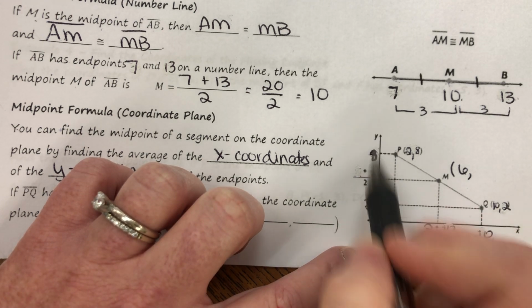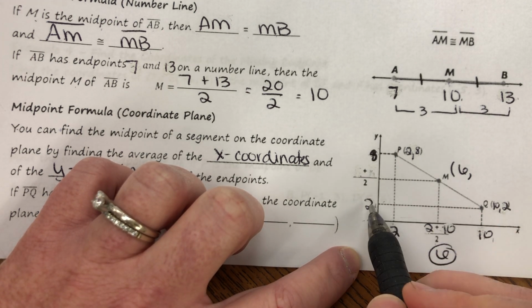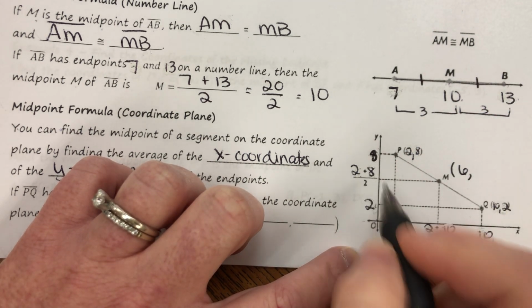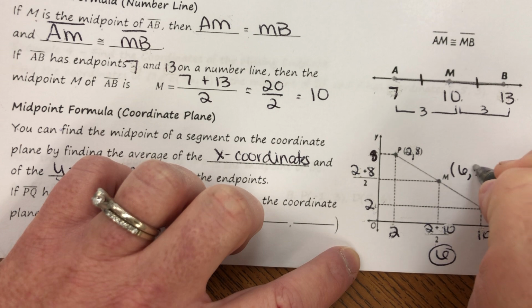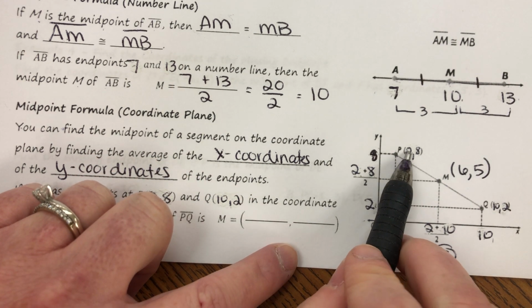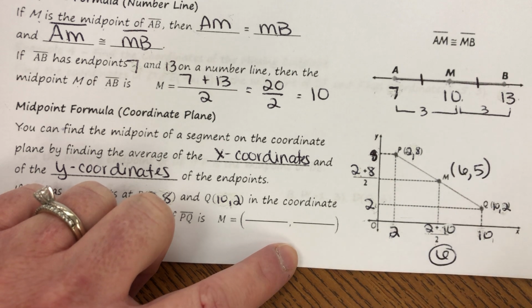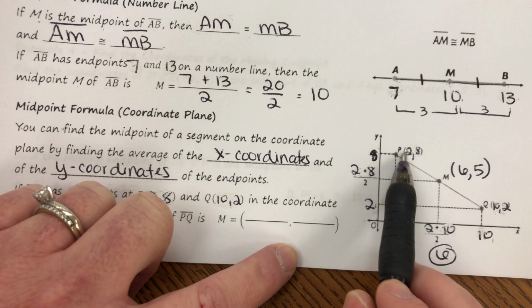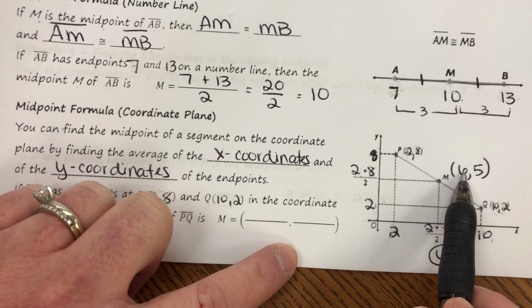And then if I wanted to find the midpoint of my y coordinates, I'm going to add 2 and 8. Divide by 2. 2 and 8 is 10. Divided by 2, that's 5. So the midpoint between 2, 8 and 10, 2 is 6, 5. If you break it down to just the first numbers, 2 and 10, the exact center between 2 and 10 is 6.